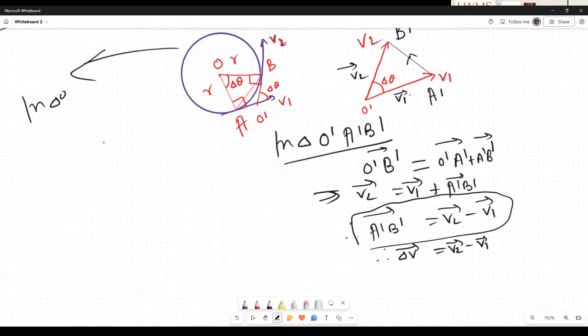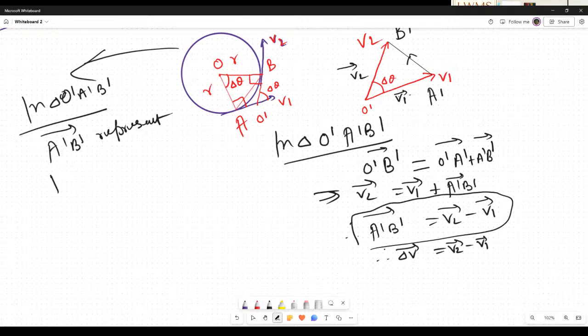So in triangle O dashed, A dashed, B dashed, A dashed B dashed represents the change of velocity. Change of velocity, that is delta V. It represents delta V. Okay? Clear?